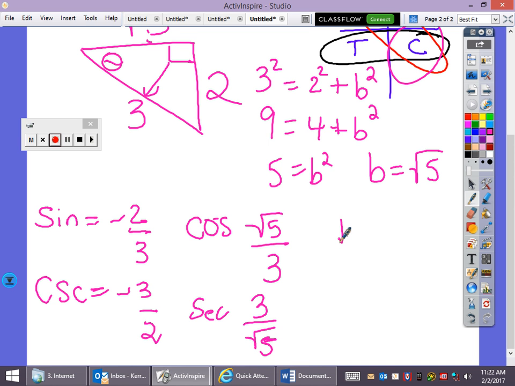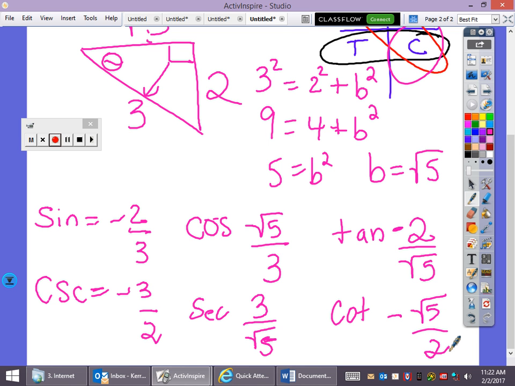And then we have tangent, which is opposite over adjacent. So that's going to be 2 over the square root of 5. In quadrant 4, it is negative. And cotangent is going to be negative the square root of 5 over 2. So the first thing to do is figure out which quadrant it is in, or you can make your right triangle and find the missing side. You simply need to figure out which quadrant so that you know whether these are positive or negative. I hope this helps.